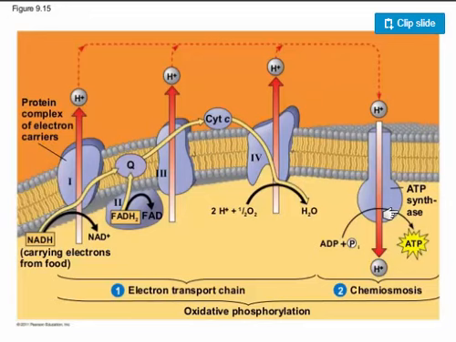The channel is part of the ATP synthase enzyme. ATP synthase. Synthesis means making. So ATP synthase is an enzyme that produces ATP. ATP synthase is going to add the phosphate group to ADP to make ATP. For each pair of electrons that pass through the electron transport chain, an average of 3 ATP molecules are made.